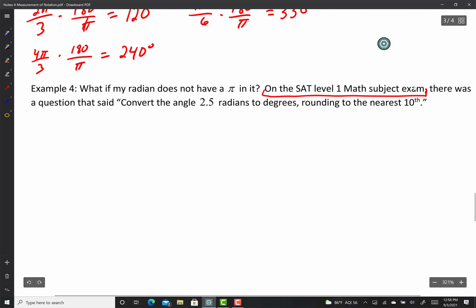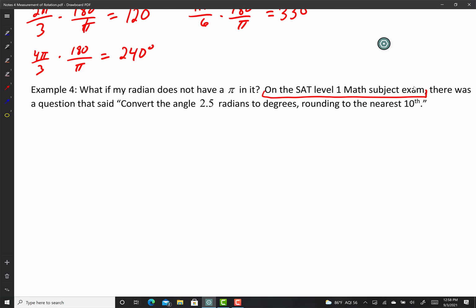That's fine. I took this question from an SAT level subject exam. Not an actual test, because that's impossible, but a test prep book. I don't remember which one. I should have noted it in here. My bad. But one of the questions was this. And they let you use a calculator, so this would be a question where you have a calculator.